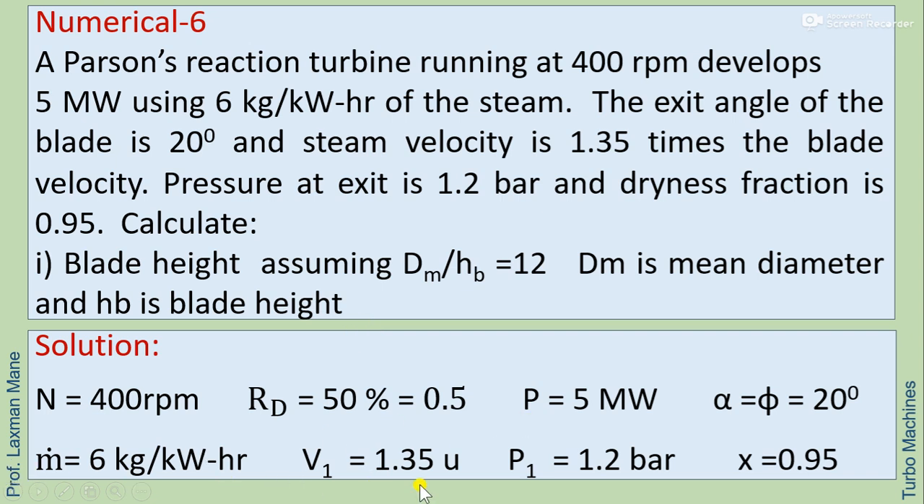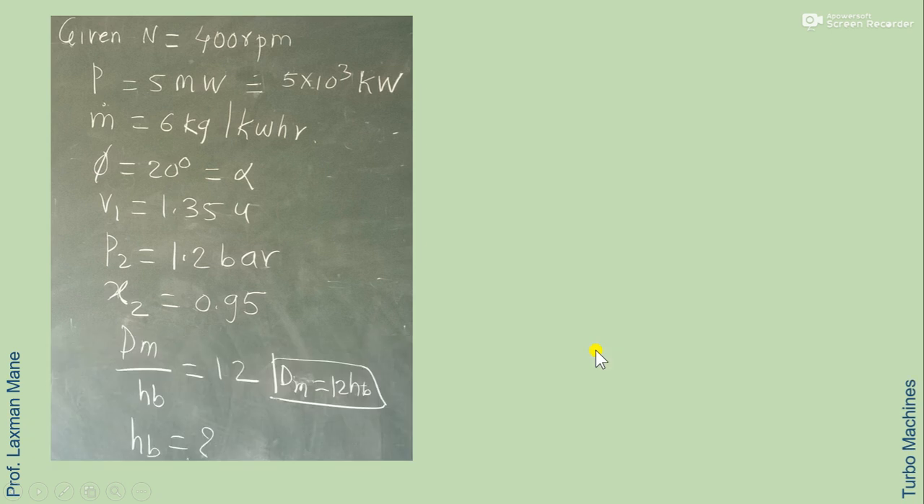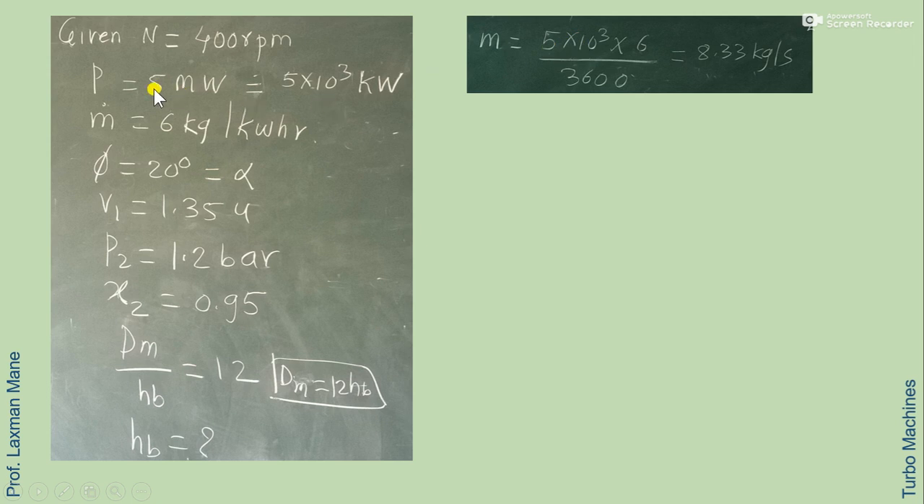So enlisting the values over here. Now first of all we have to take power in kilowatt, so megawatt to kilowatt means multiplying it by 1000. After that this m dot we have to calculate in kg per second. So for that, see, for 5 megawatt to kilowatt, this is a conversion, multiplied by this rate per kilowatt hour, 6 kg, divided by 3600, this is conversion from hour to second. So m dot we get here in kilogram per second.